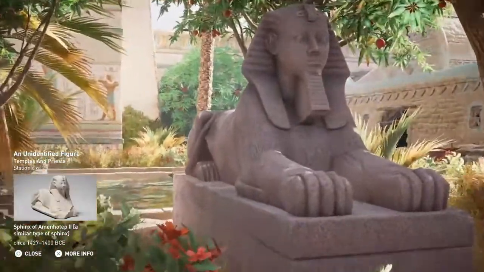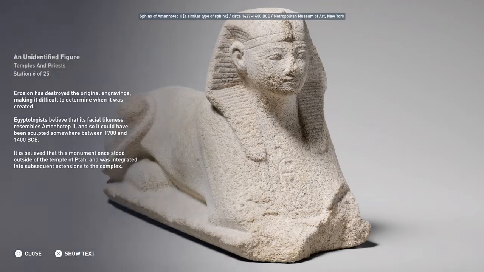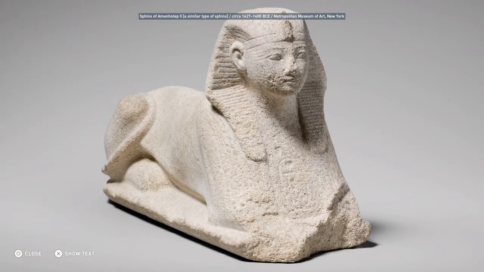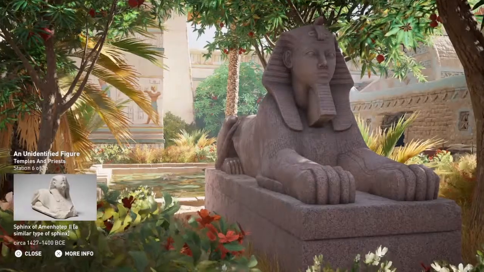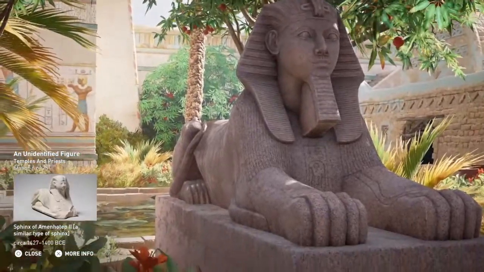Erosion has destroyed the original engravings, making it difficult to determine when it was created. Egyptologists believe that its facial likeness resembles Amenhotep II and so it could have been sculpted somewhere between 1700 and 1400 BCE. It is believed that this monument once stood outside of the Temple of Ptah and was integrated into subsequent extensions to the complex.